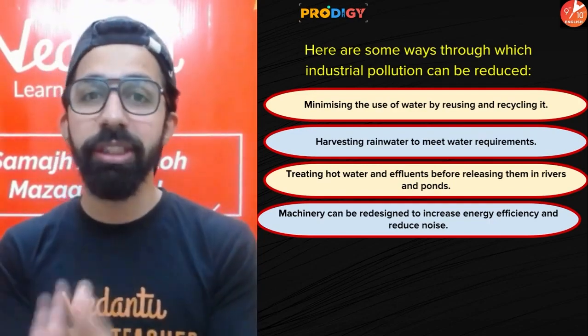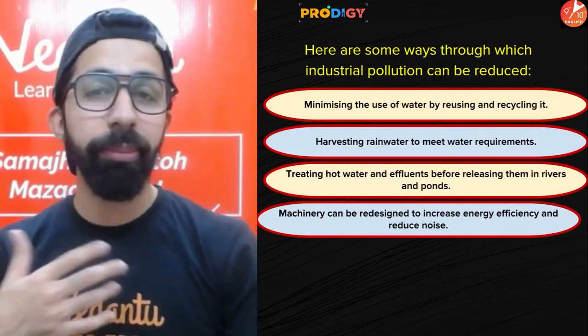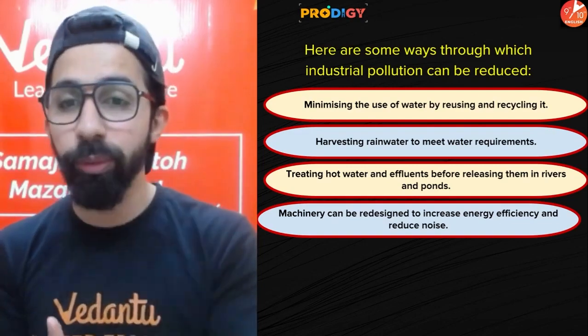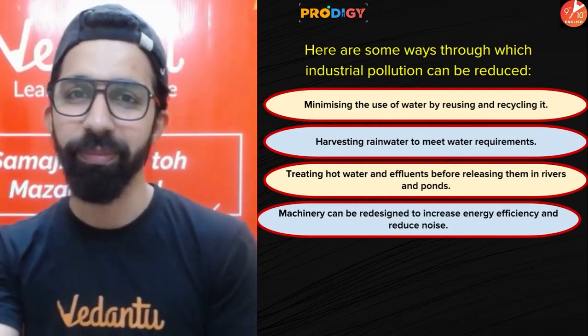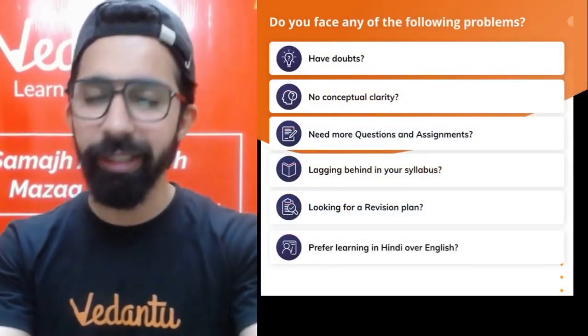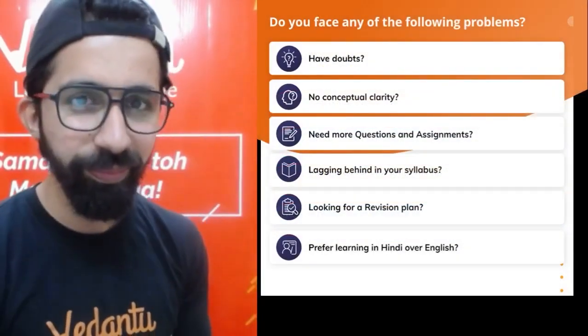And finally, guys, machines can be redesigned, upgraded, or improved so that their efficiency and productivity improves. So these are some of the steps we can take to reduce environmental pollution.